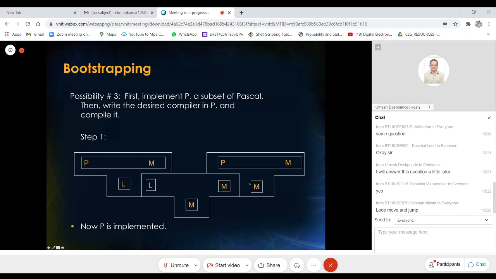And now this is the executable version. So it works on this machine. So this is this first step. Is this step clear?